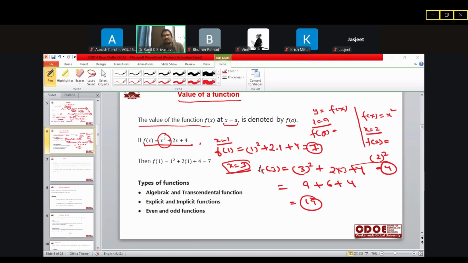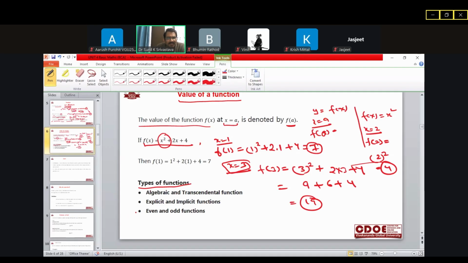Now we have different types of functions. Already we are familiar with the concept of different types of function, but we are going to study limits here. Limits depend upon the function. We are going to find limits of functions, so we should always be aware of the concept of the function and the types of functions.